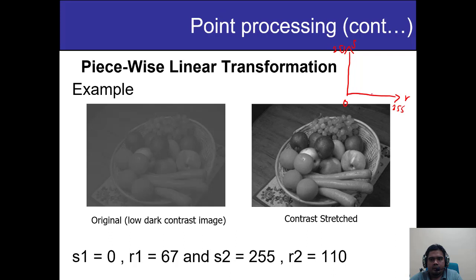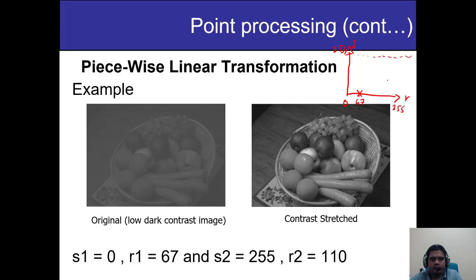Let's say this one is 128. Okay, this one is 67. So the points there is 1 point. This is the first point. And then we have S equal to 255. Let's say, okay, this is your 255.